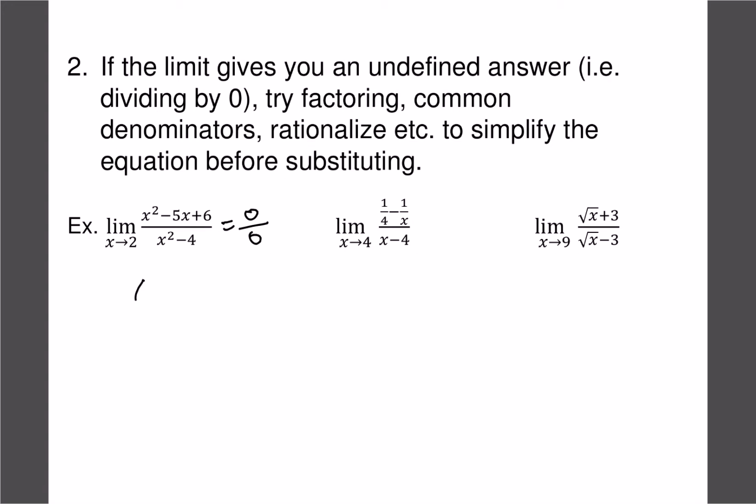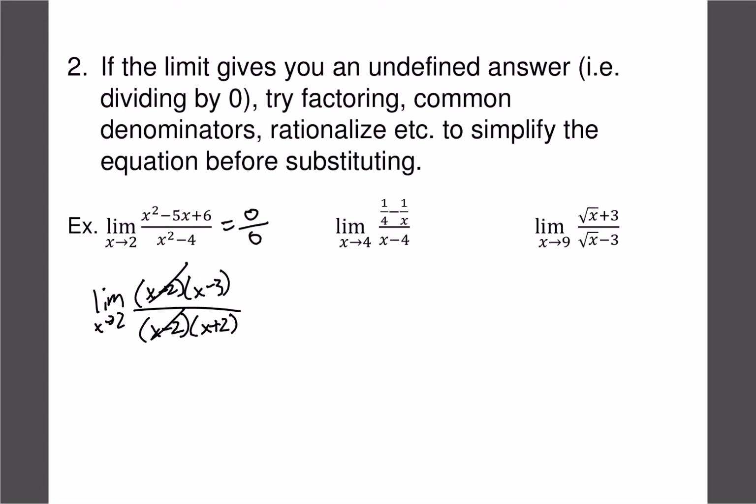So if we factor the top, we would get x minus 2, x minus 3. If we factor the bottom, we have a difference of squares. That'd be x minus 2, x plus 2. So now if we do the limit, we can actually see that our x minus 2's would cancel. So now we can plug in 2 in the remainder, and hopefully it'll work.